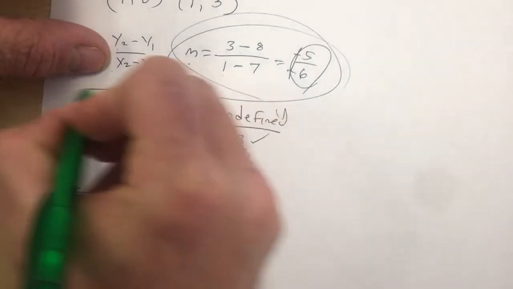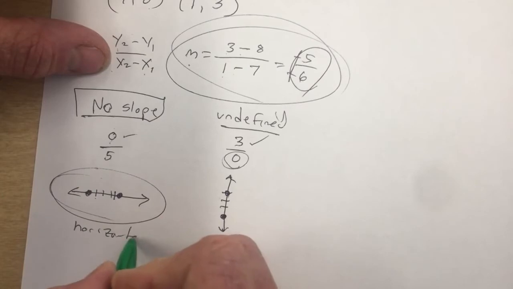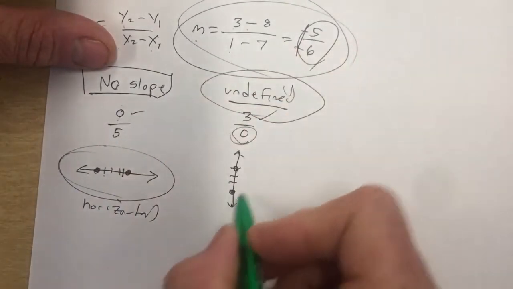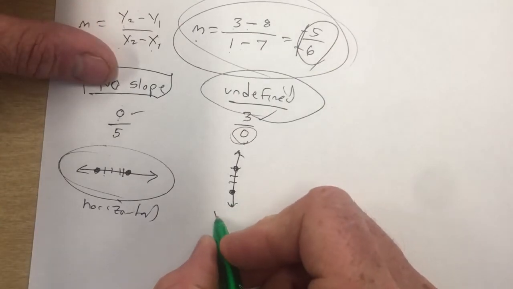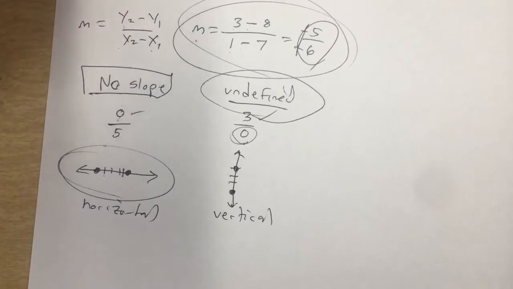So no slope, 0 slope, is a horizontal line. This is horizontal. And 0 on the bottom is undefined, which means it's vertical. Okay, so those are two things you have to watch out for.